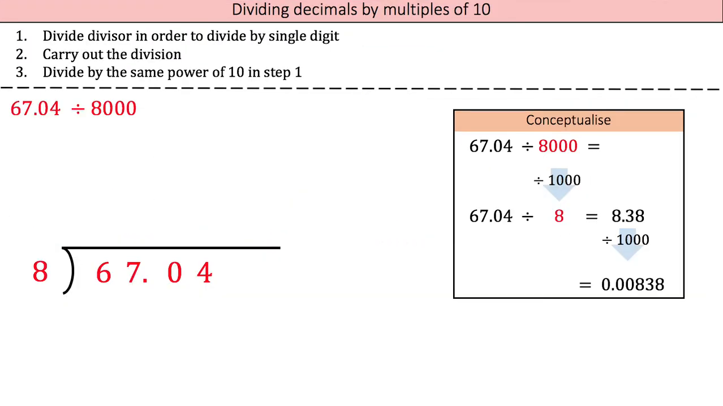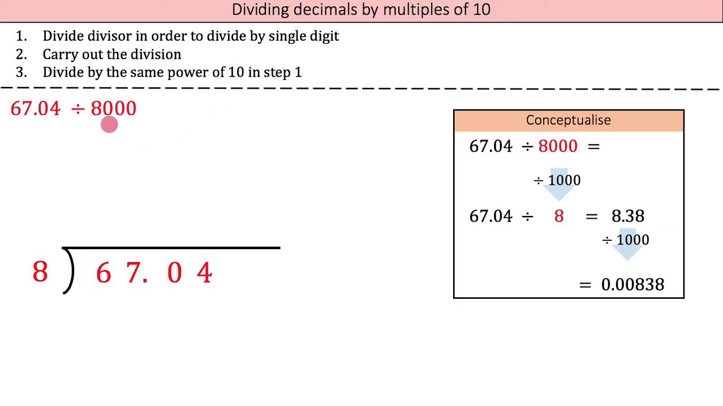Okay, let's now go through our last example here, which is dividing decimals by powers of 10. Now, what we're going to do here is we have 3 steps this time. First, we're going to divide the divisor in order to divide by a single digit. Then we're going to carry out the division, and then we're going to divide by the same power of 10 in step 1.